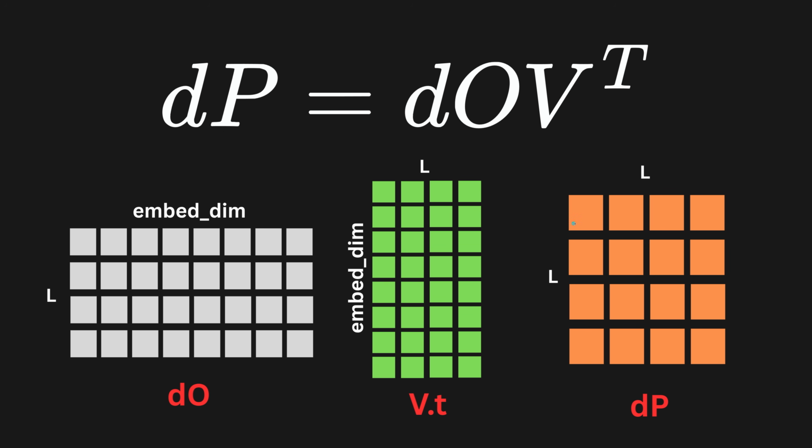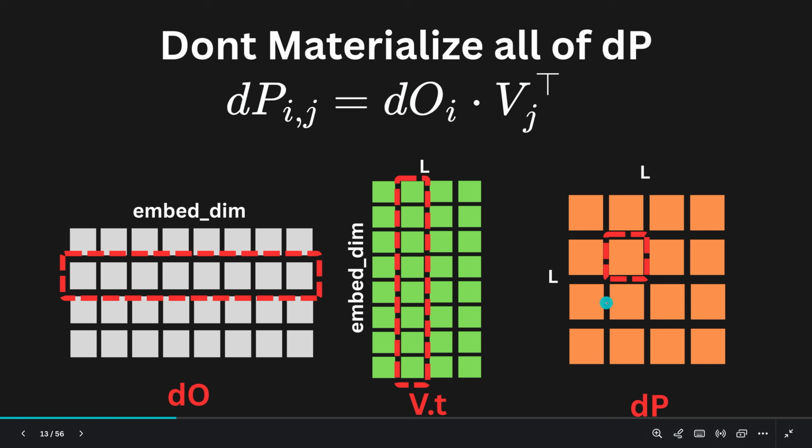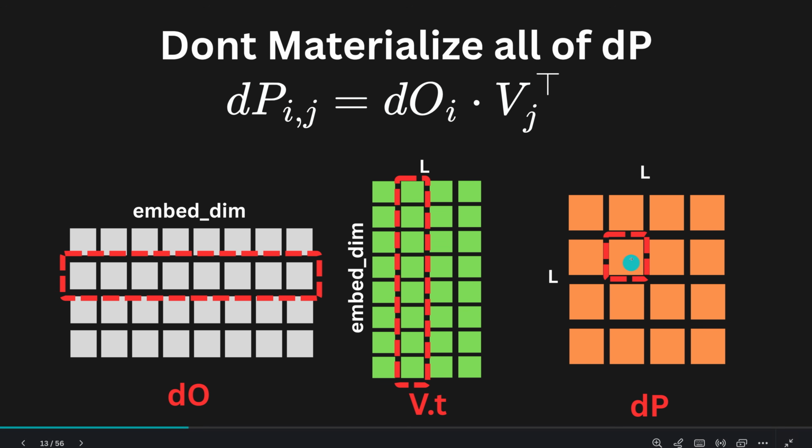Luckily, this actually isn't a problem. The reason is that I don't need to compute all of dP. I just need the piece that I need. For example, if I need this specific element of dP, I can quickly compute it from dO and V transpose. Just grab dO, V transpose, and I'm happy. I'm going to just compute the piece I need. Just like the forward pass, we're going to apply these same tricks to the backward pass. Can we just not compute stuff that we don't need and keep it minimal to the stuff that we do need?